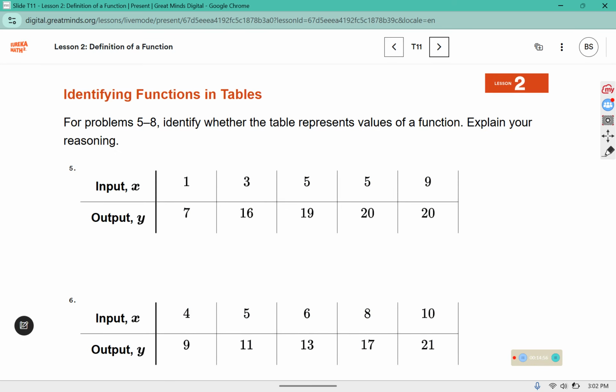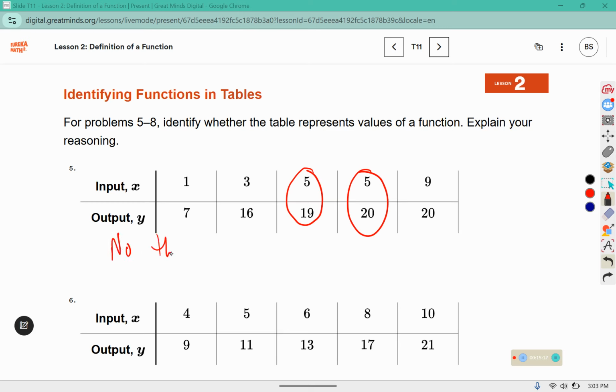For problems 5 through 8, identify whether the table represents values of a function and explain your reasoning. Here I see that 5 shows up twice, but it has two different outputs. Remember, the definition says that it can have only one output for each input. So no, this is not a function.